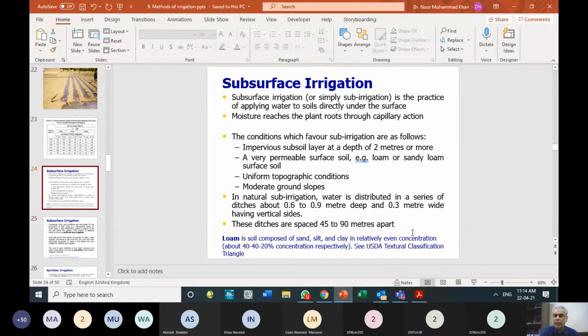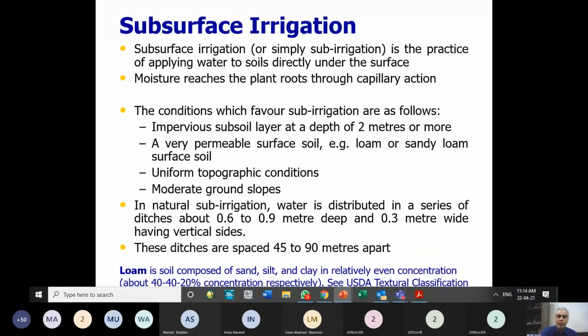The next method of irrigation which people utilize if suitable conditions are there is called subsurface irrigation. In this method, water is applied underneath the surface to avoid the extra evaporation caused by the pondage of water. But special conditions are required which will allow this subsurface irrigation. In this method, we supply water not from the surface but underneath the ground surface, and water reaches the roots through capillary action.